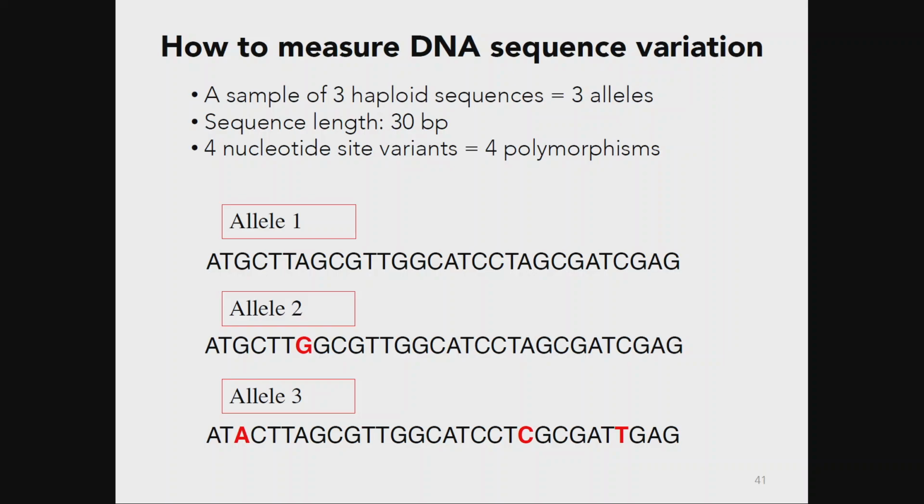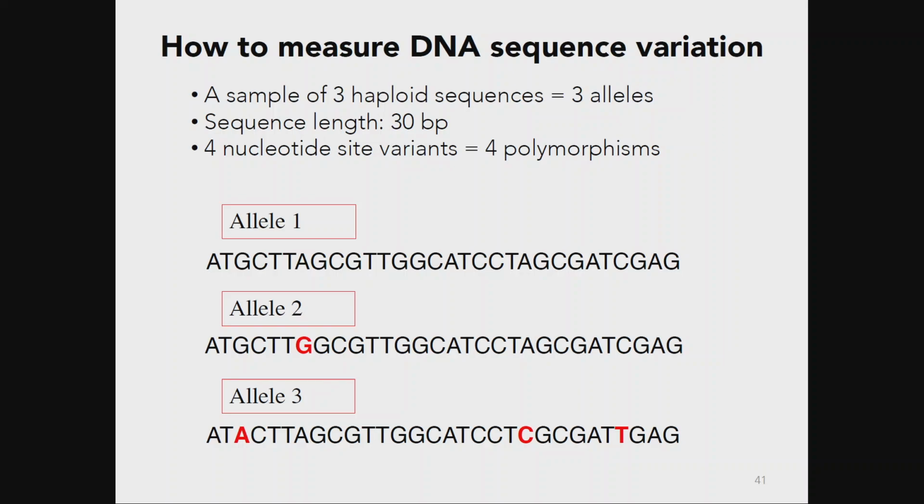Here at this position, allele 3 has a C, but if I look at this correctly, we have an A here in allele 2 and allele 1, and here allele 3 has a T, but the other alleles have a C. So we have a total of 4 polymorphisms or 4 nucleotide site variants. And these are the data that we have.